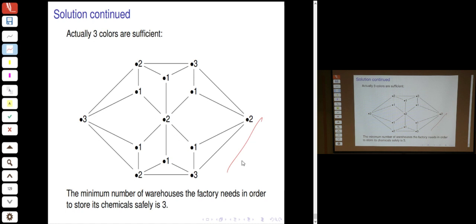So, in order to satisfy both the inequalities, of being at most 3 and at least 3, the chromatic number has to be exactly 3, right? So, the minimum number of warehouses the factory needs in order to store its chemicals safely is 3. Okay? Any questions?